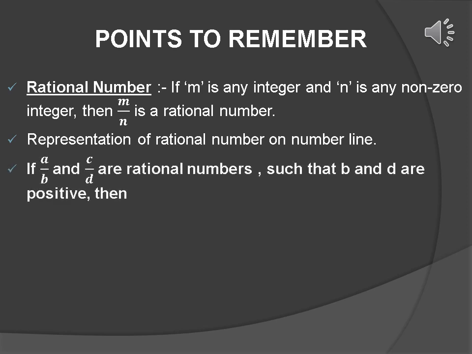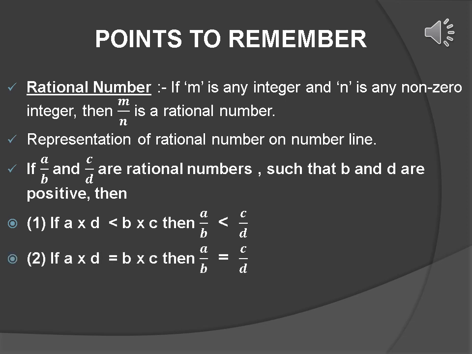If a upon b and c upon d are rational numbers such that b and d are positive, then rule 1, if a multiplied by d is less than b multiplied by c, then a upon b is less than c upon d. Second rule, if a multiplied by d is equal to b multiplied by c, then a upon b is equal to c upon d. Third rule, if a multiplied by d is greater than b multiplied by c, then a upon b is greater than c upon d.